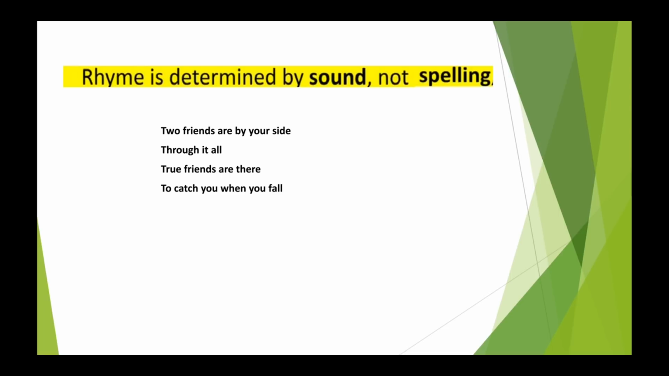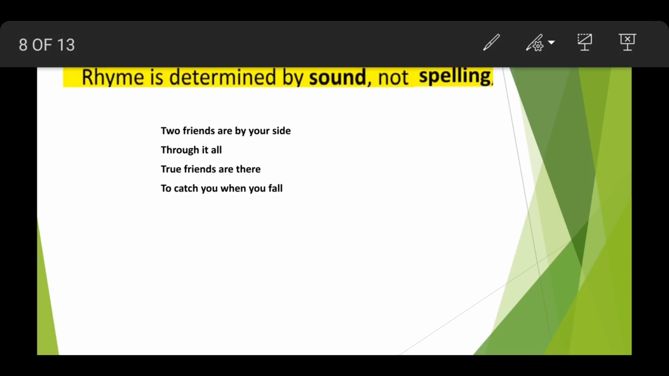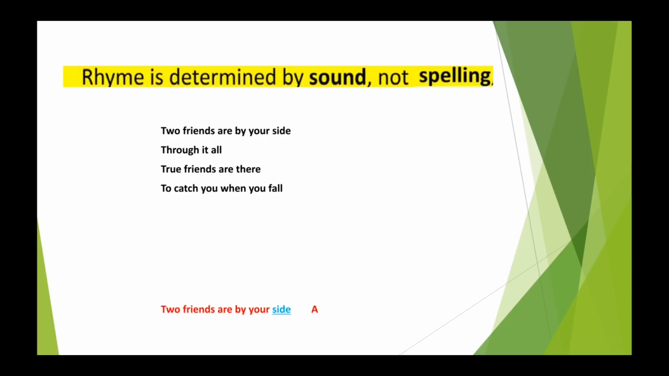Now, remember, this is something very interesting: rhyme is determined by sound, not spelling. Always remember. So, the new poem is: Two friends are by your side, through it all, true friends are there to catch you when you fall. So, let us find out the rhyme scheme of this poem. First is, two friends are by your side, so the last word is side. So, we will give it the letter A.